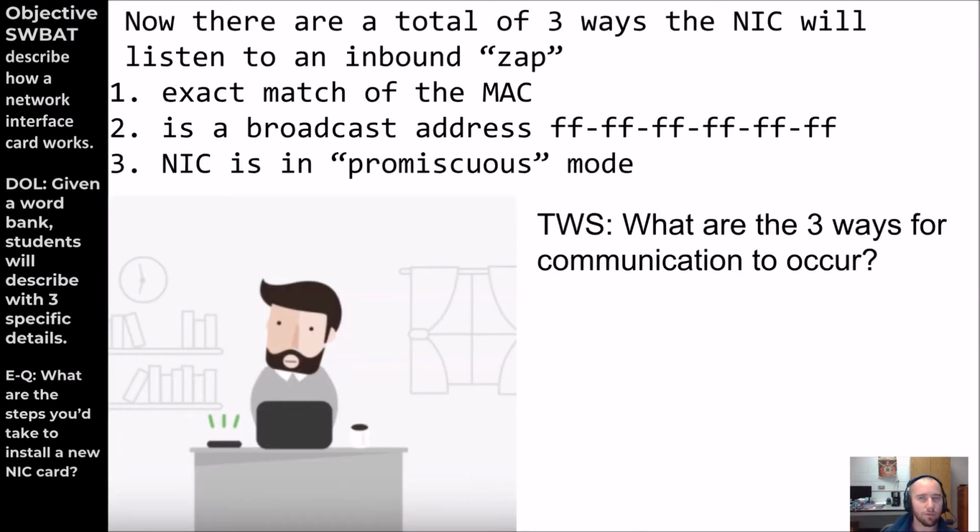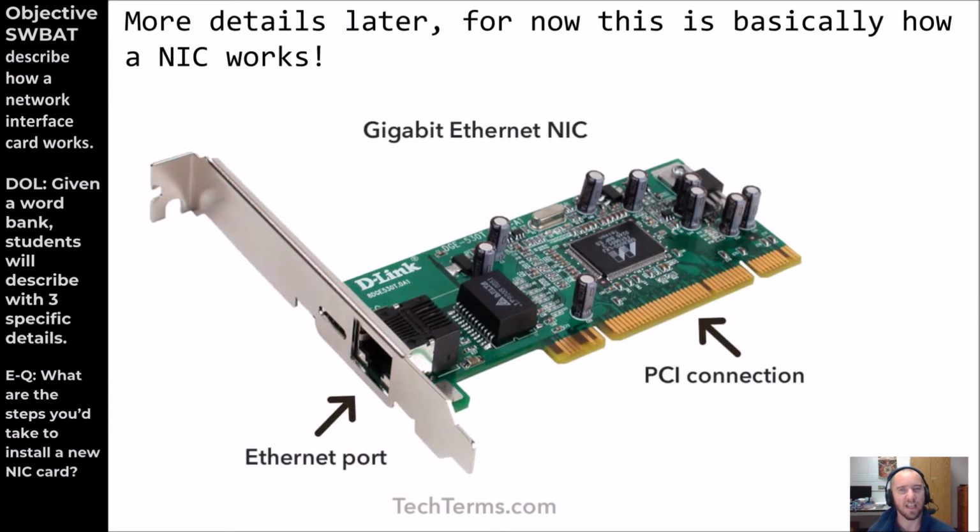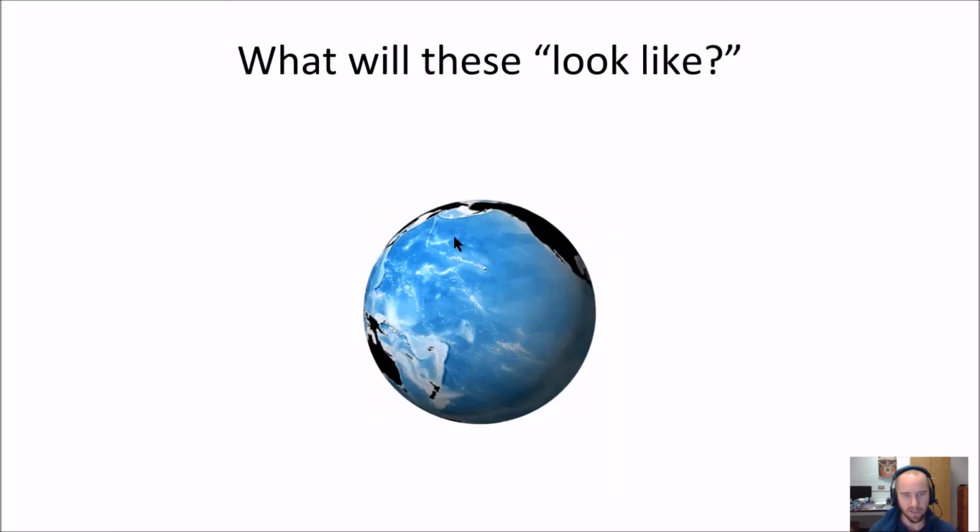Now there's a total of 3 ways the network interface card will listen to an inbound zap. The first thing it will do is see if there's an exact match for the MAC address. Now if there's a broadcast address, so if it sees all Fs, all computers are supposed to listen to that broadcast address. Or if your network interface card for some reason is set to promiscuous mode, it will also begin listening to those zaps, those ones and zeros. So more details on that later. I just wanted to end the lesson with you knowing about that. For now, this is just basically how this little nifty device works.